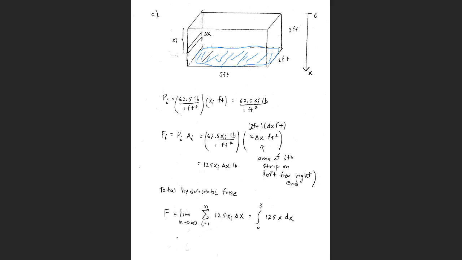3 feet from the top. That's a constant. It doesn't matter where you are on the bottom of the aquarium. Every part of that bottom is 3 feet from the top. But this is not true for the side of the aquarium.